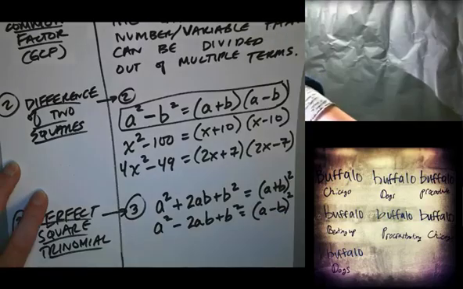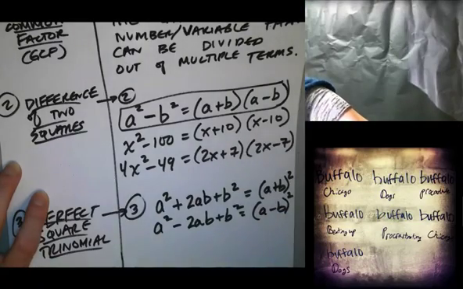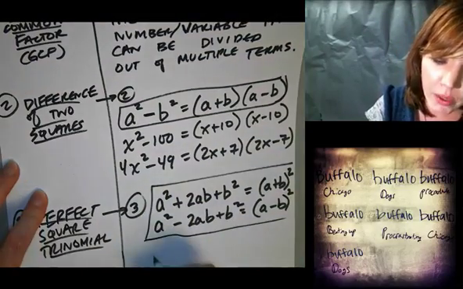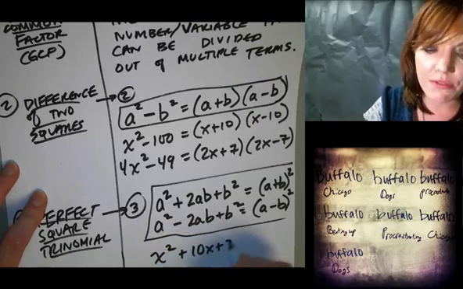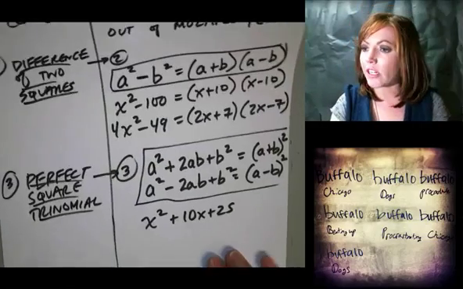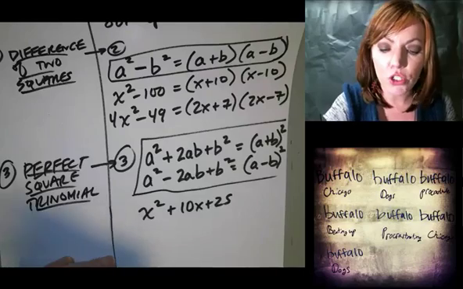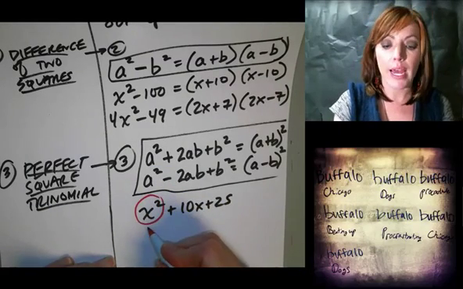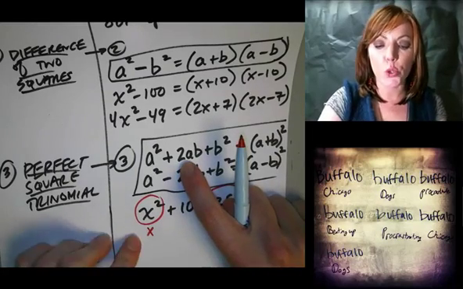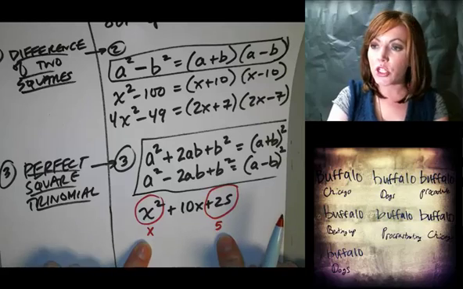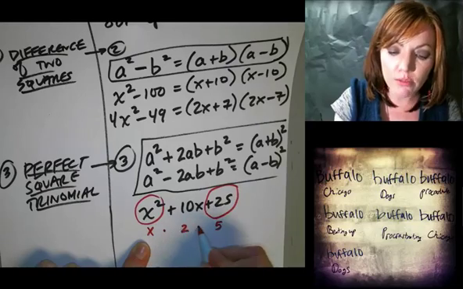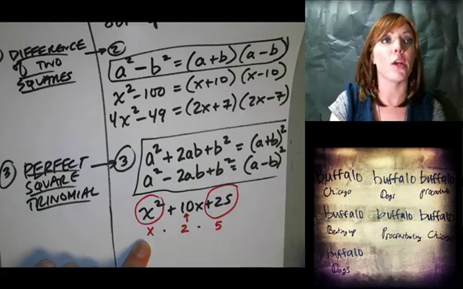So let's do a couple of examples of that. Let's say that we have something like x squared plus 10x plus 25. The way that you verify whether this is a perfect square trinomial is, you take the square root of the first term, the square root of x squared is x, the square root of 25 is 5, and remember we have that coefficient of 2 here. So if we multiply these two together and have the middle term multiplied by 2, so x times 2 times 5, and we end up with what's in the middle, we have a perfect square trinomial.